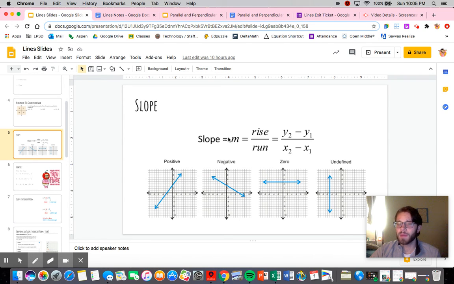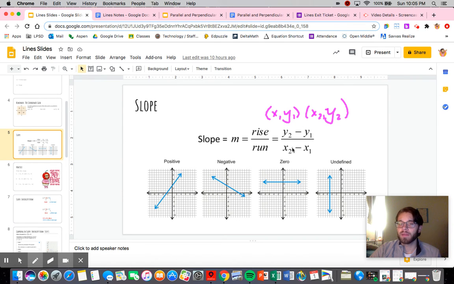So first thing we need to remember is ultimately that slope is rise over run. And so you could write that as y2 minus y1 over x2 minus x1. And those just come from any two points, x1, y1, that's just some point, and then x2, y2, and that's just some other point. So these are just two points on the line, and between them you can determine the slope.